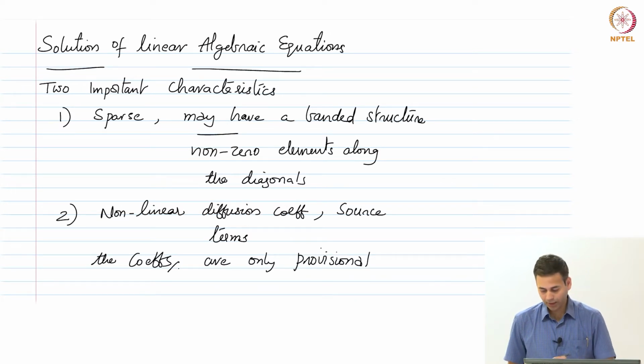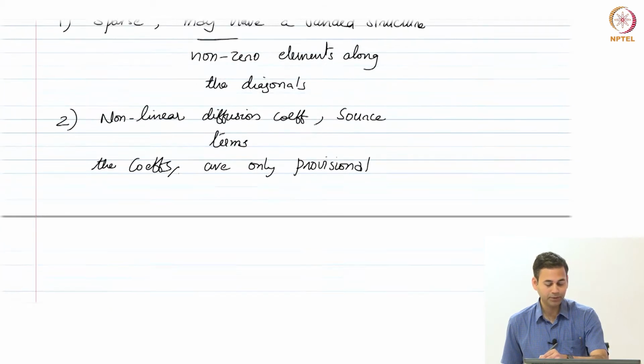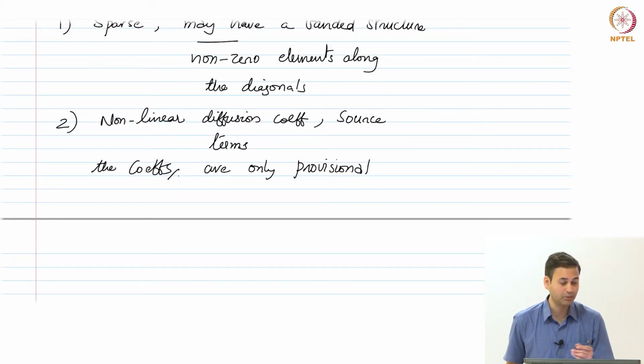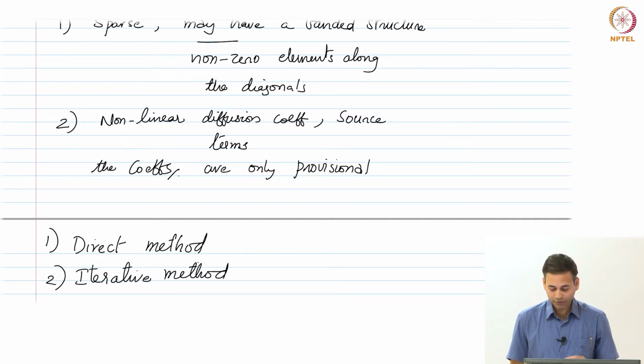So, there are mainly two different methods that can be used to solve the system of linear equations. The first method is a direct method, and the other one is an iterative method. So, let us look at the advantages and disadvantages of each of these methods.